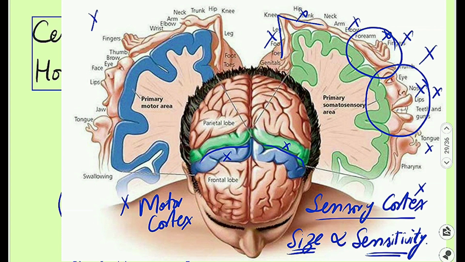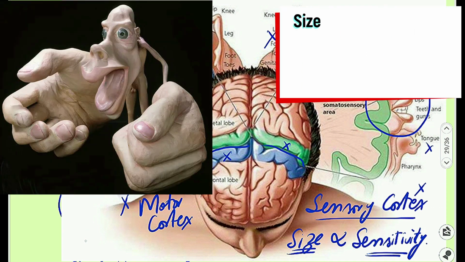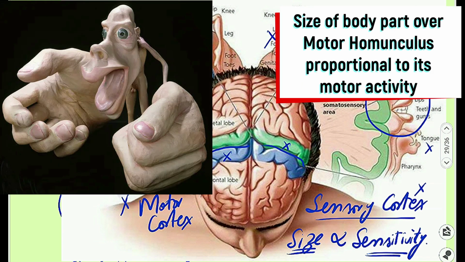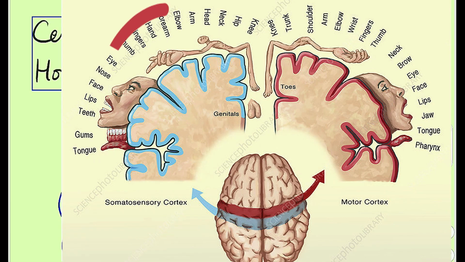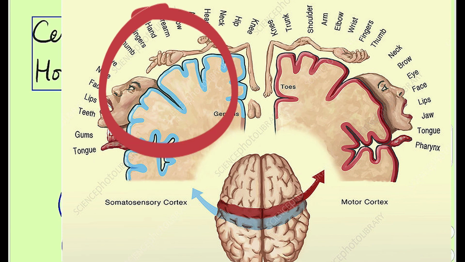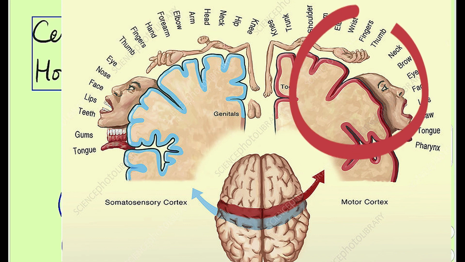Now look at here, this is the motor cortex, motor homunculus. Here we also have the body map. Over the motor cortex, the size of the body part depends upon the effectors present in that part and how much we use that effector. So the size is directly proportional to the use of that muscle in that area. So this is the sensory homunculus and this is the motor homunculus.